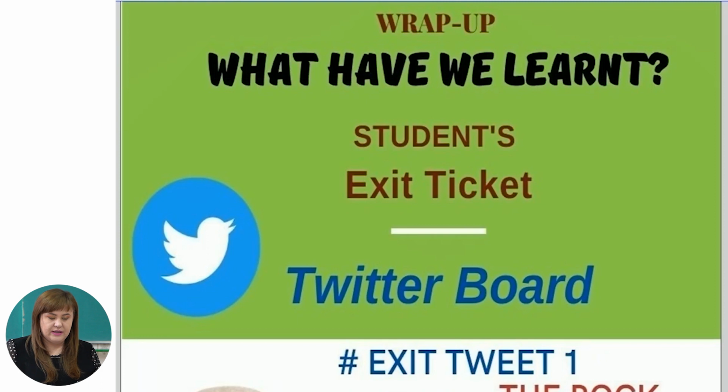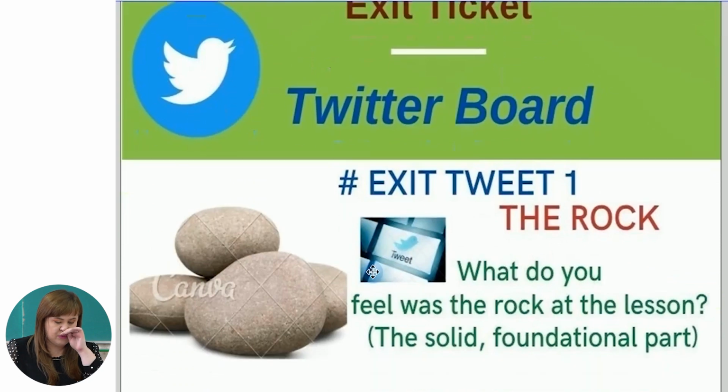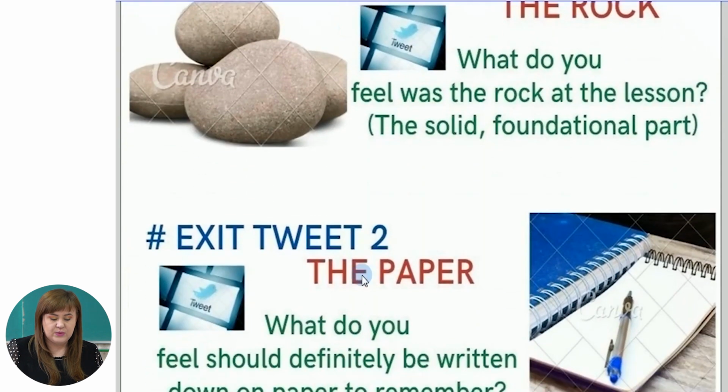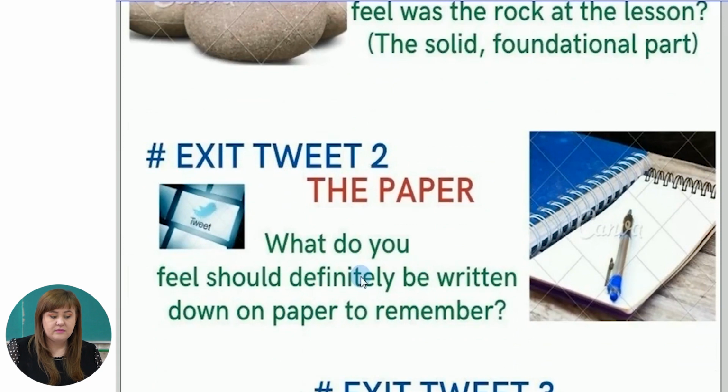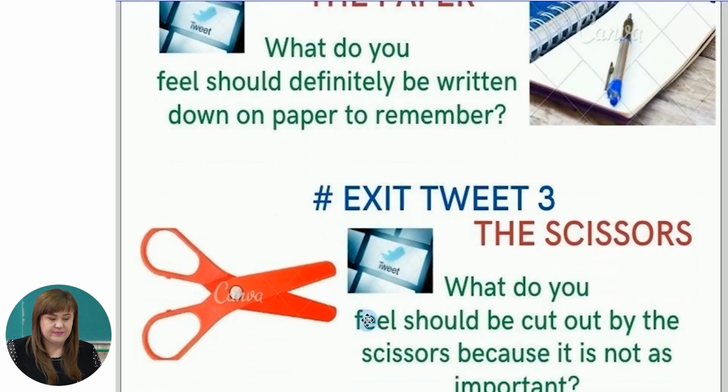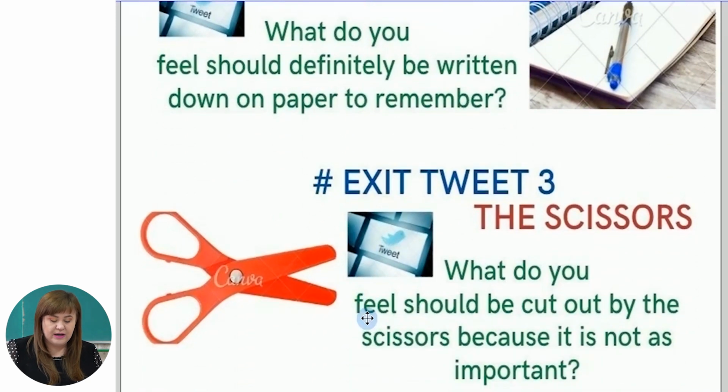All things considered, are you ready, dear students, to use your exit ticket from this English lesson? In order to find out what you have learned during this lesson, let us look through the Twitter board. For exit tweet number 1, we have the rock. What do you feel was the rock of the lesson, the solid foundational part? For exit tweet number 2, we have the paper. What do you feel should definitely be written down on paper to remember? And for exit tweet number 3, we have the scissors. What do you feel should be cut out by the scissors because it is not as important?